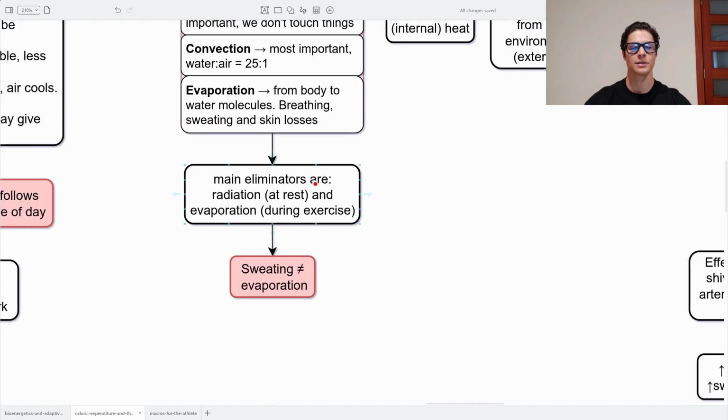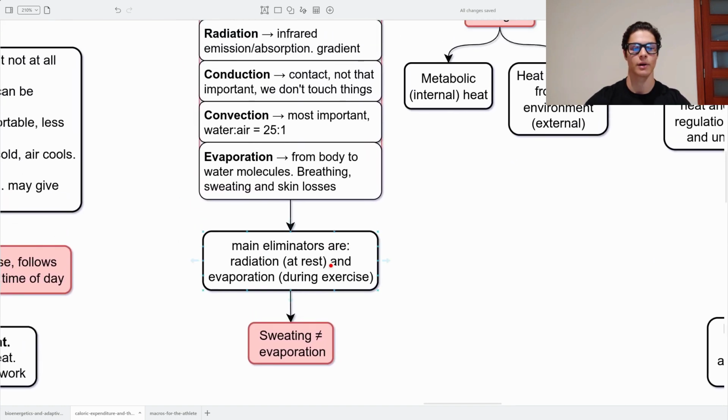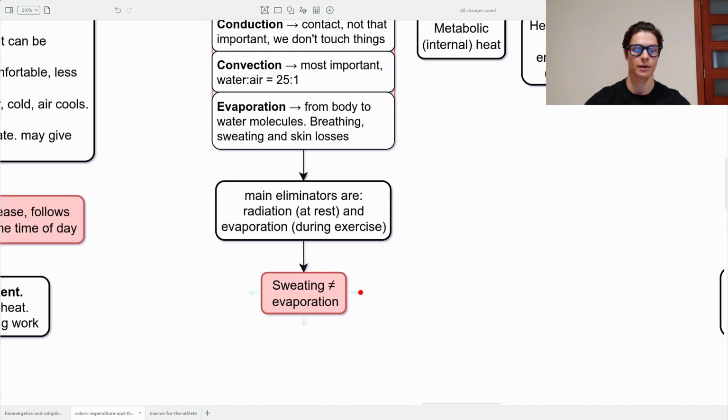The main eliminators are radiation when at rest and evaporation during exercise. And we have to mention that sweating is not equal to evaporation, because if when you sweat, you remove it, you're not letting it do its thing, and you're not going to cool down. So not always sweating equals evaporation.